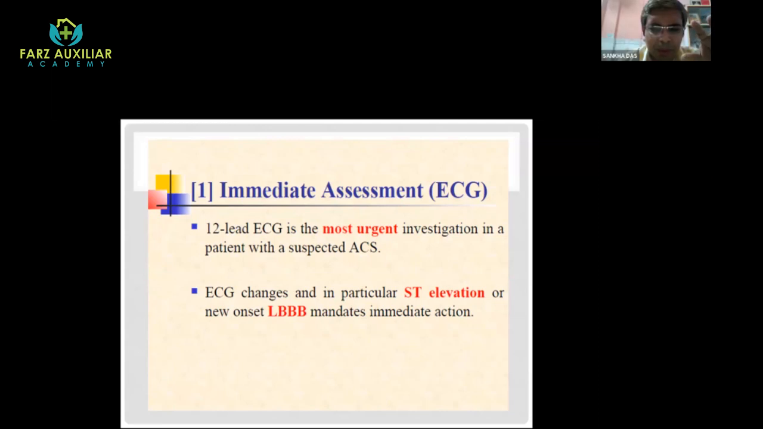First of all, about inferior wall MI. In inferior wall MI, you get ST elevation in 2, 3 and AVF. Is that clear? Yes, sir. Now, if you get ST elevation in lead 2 which is more than lead 3, then it is left circumflex. And if the elevation in lead 3 is more than lead 2, then it is an occlusion of the right coronary artery. Okay, sir. And then anterior now, also.